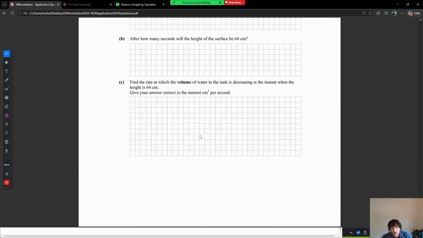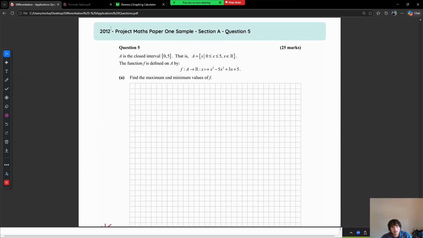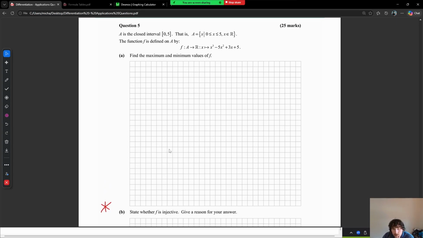So one final question, one bonus thing to finish all this off for you. 2012 project maths here. State whether f is injective. Okay, so you should know what injective, surjective, and bijective is, people. Okay, and give a reason for your answer. So pause the video and have a go at that. So what's important here is we're talking about this in a closed interval. We're only interested in it from 0 to 5, right?